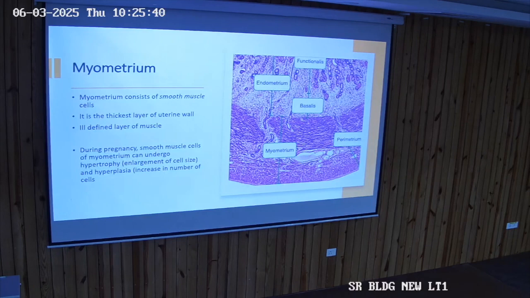Next, this picture is defining each of the layers. So this is the endometrial layer from here till here. Next you can see the muscle wall, which is called the myometrium. And this peripheral part, this is the perimetrium. Now myometrium does not constitute skeletal muscle, right? It consists of smooth muscle because it is again the viscera.